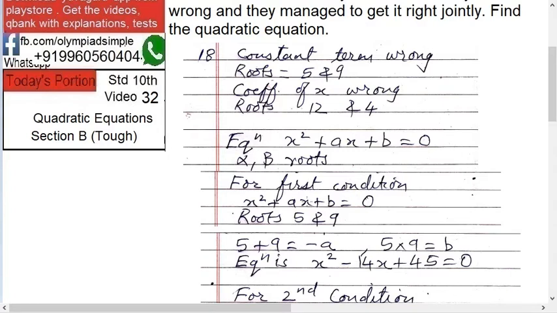So addition of the roots is what? Minus a upon 1, right? Means coefficient of x upon coefficient of x square, and that also with a minus, right? And product is 5 into 9 equals to b upon 1, right? Because as per the equation, the addition of the roots and multiplication of the roots is minus b upon a and plus c upon a, right? In the equation ax square plus bx plus c. So similarly we will be using this over here.